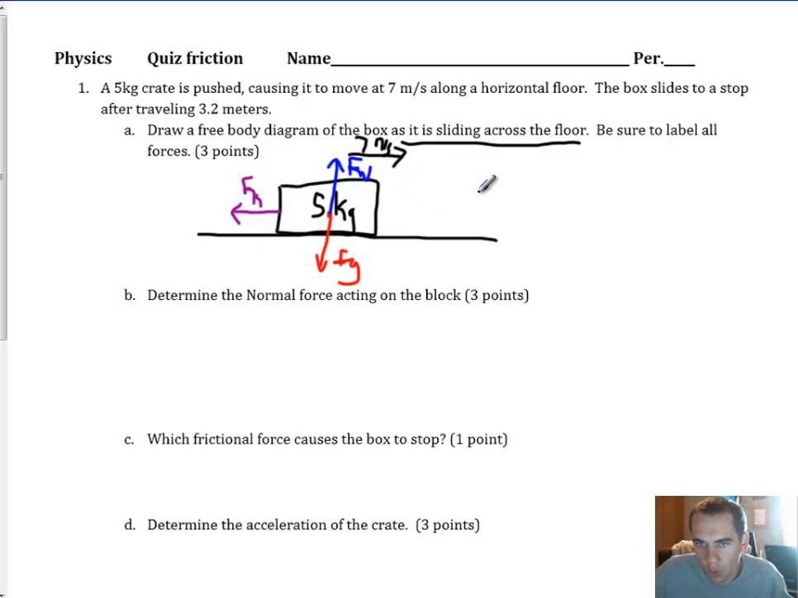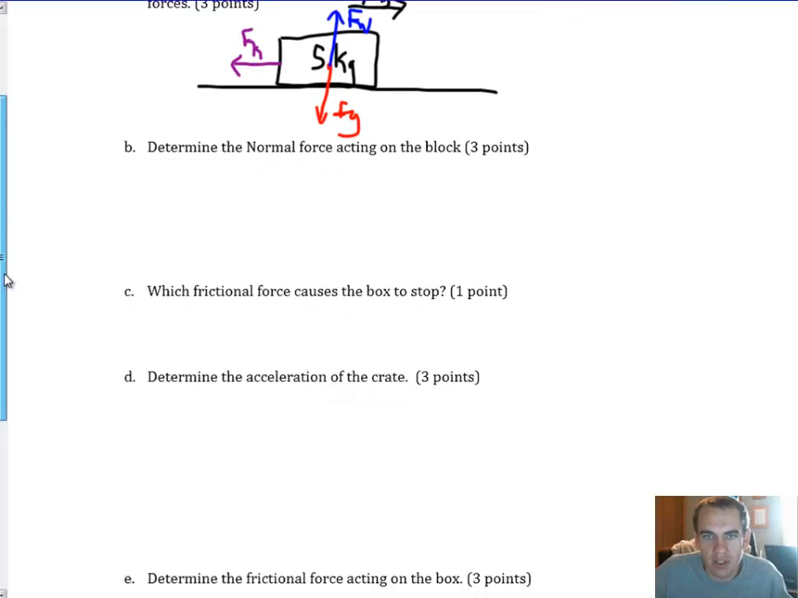There is no force forward. Forces are not required to keep an object in motion. Forces are required to change an object's motion. Forces cause acceleration. Okay, this is determine the normal force.